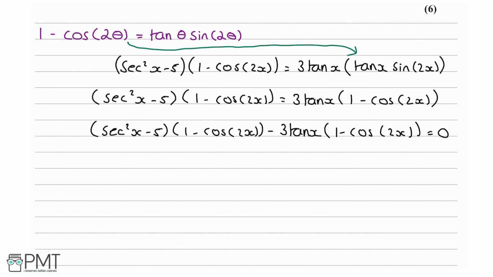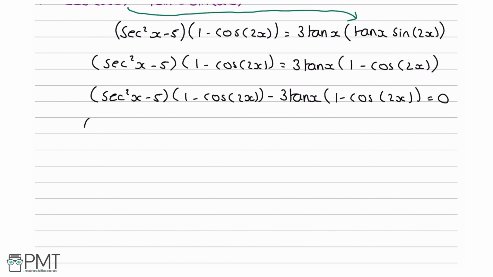What I'm then going to do is take 1 minus cosine 2x out as a factor. So we will end up with 1 minus cosine 2x, and then times the square bracket of secant squared x minus 5 and then minus 3 tan x, equals 0. So just in conclusion, what I've done is taken 3 tan x times 1 minus cosine 2x, moved it to the other side, and then taken 1 minus cosine 2x out as a factor to leave secant squared x minus 5 minus 3 tan x.